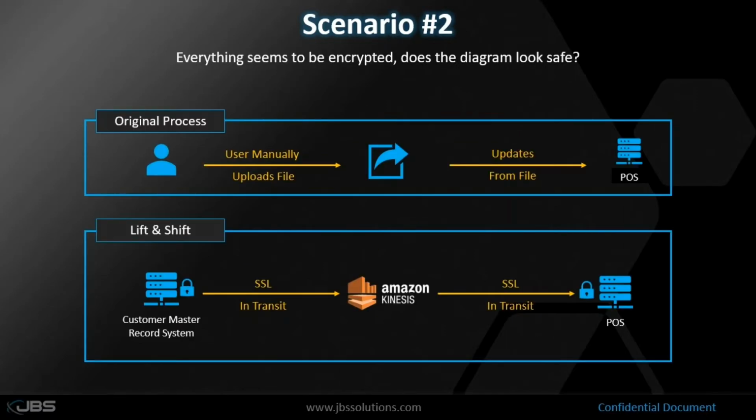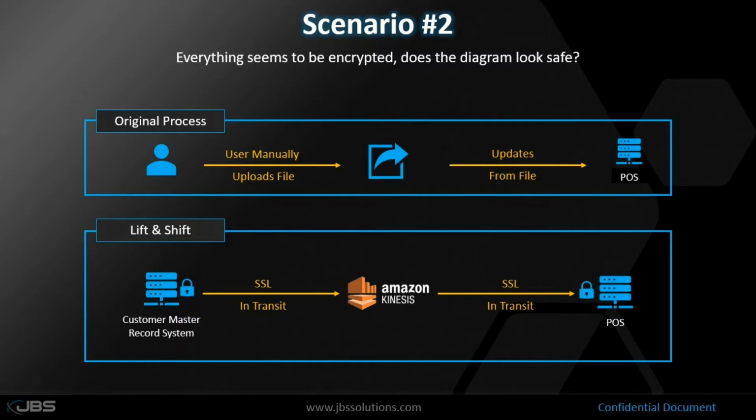All right, second scenario. So the focus on this one is everything encrypted? What we want to make sure is when we go from our file-based process to our cloud-based process, do we ever have data that's not encrypted anywhere in the chain? So the original process was a file upload to an on-prem server. There's some crunching that happens, and then it gets sent to and from the POS system.